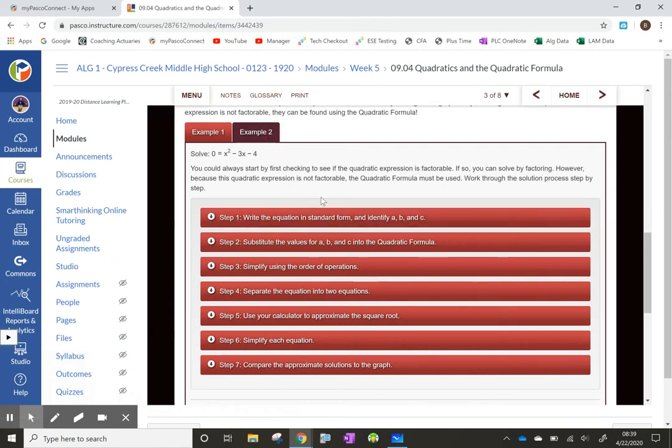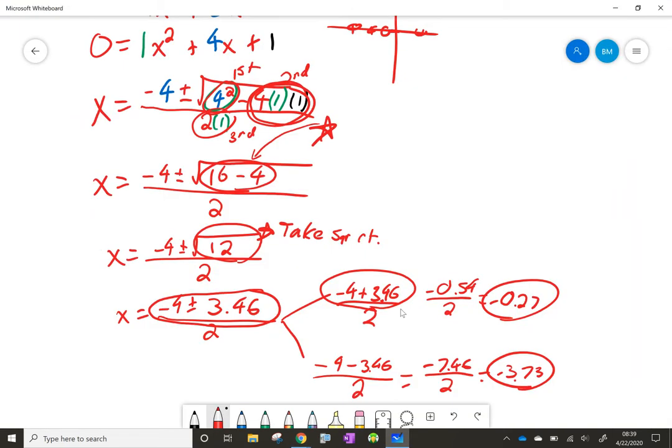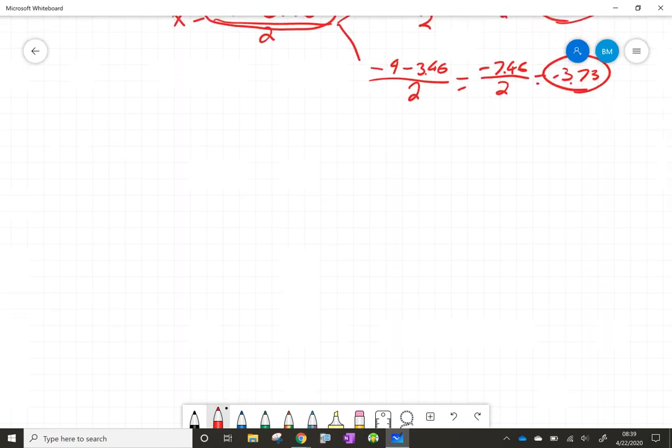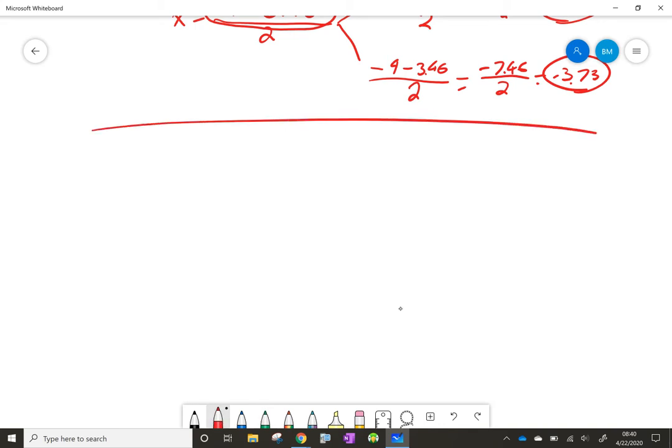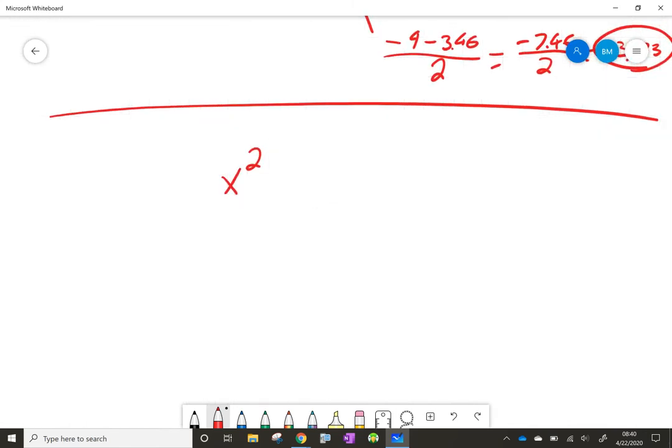So example 2. Let's try it again with this one, right? So x squared minus 3x minus 4. So we have x squared, minus 3x, minus 4.